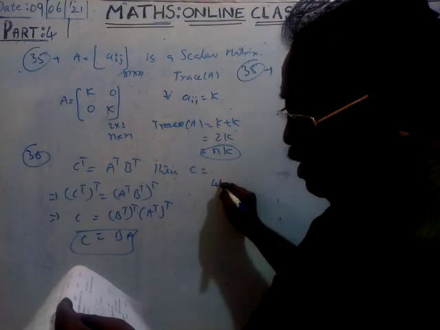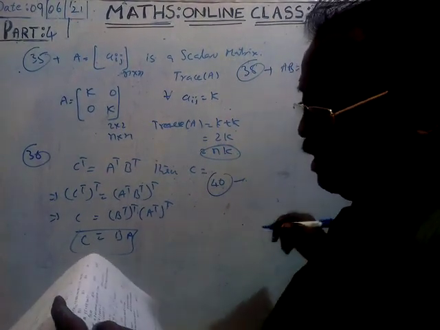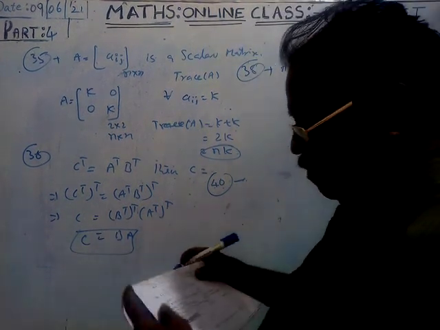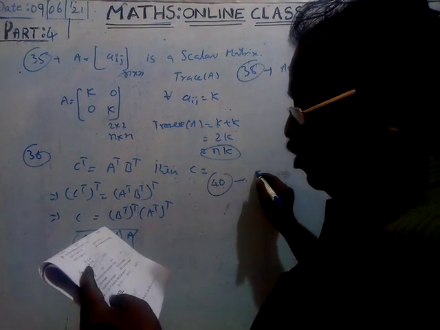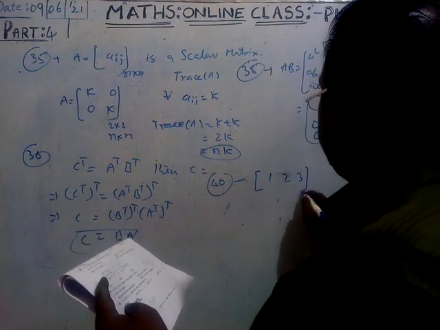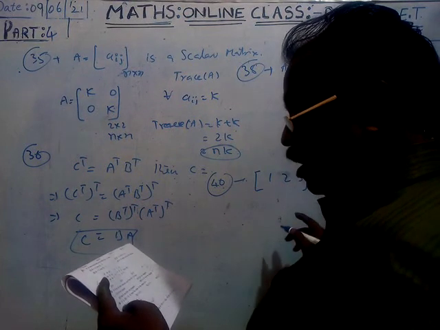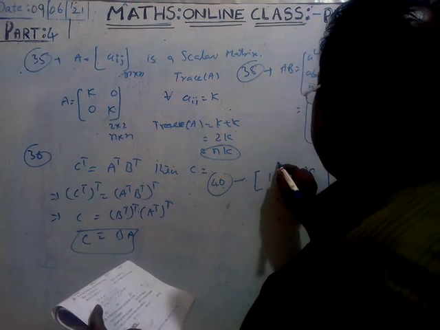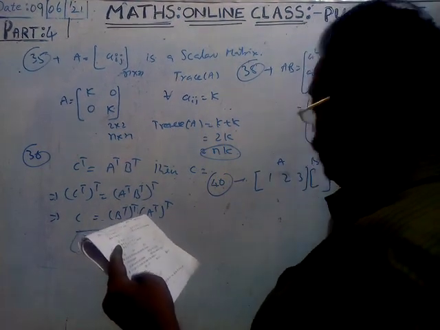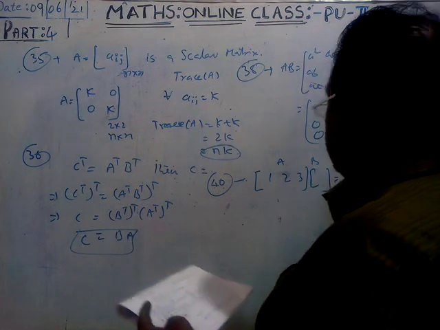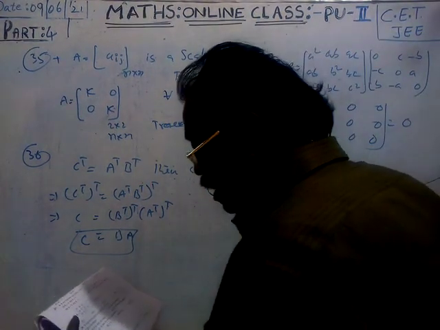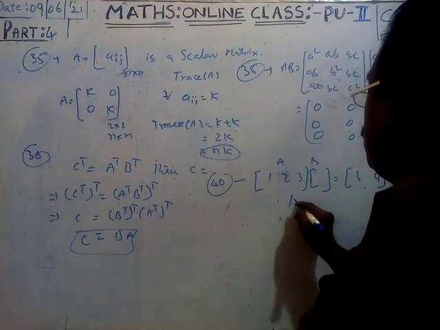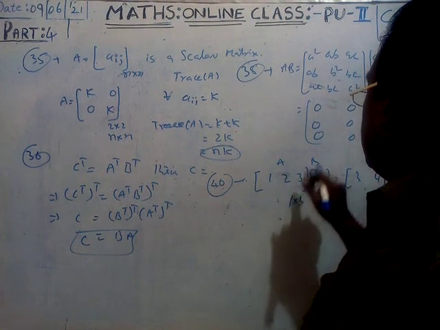Okay? Next, 41. Because 39 and 37 are both the same and simple problems, you solve them. The matrix is there. It is 1, 2, 3 into B matrix. We assume it is B, and we get 3, 4. So what is the order of the matrix B is asked. You see, it is 1 row but 3 columns.